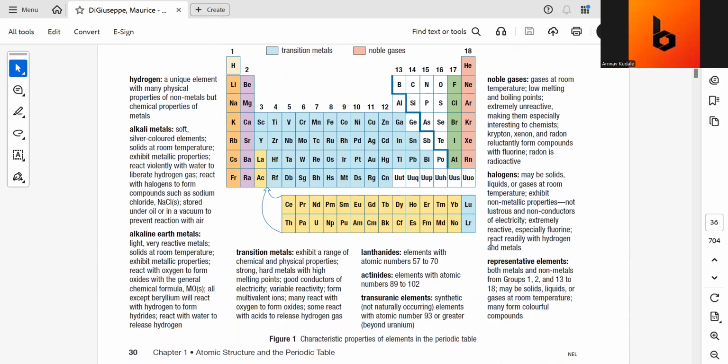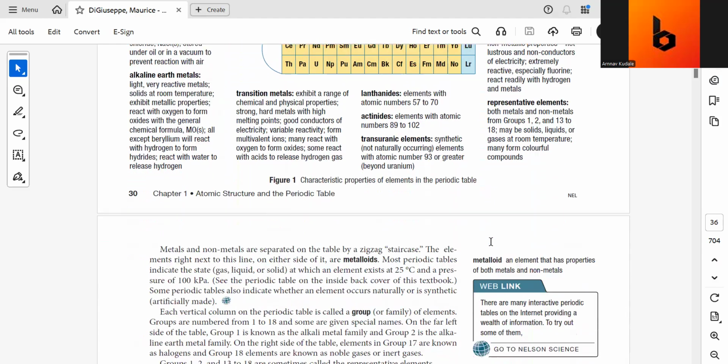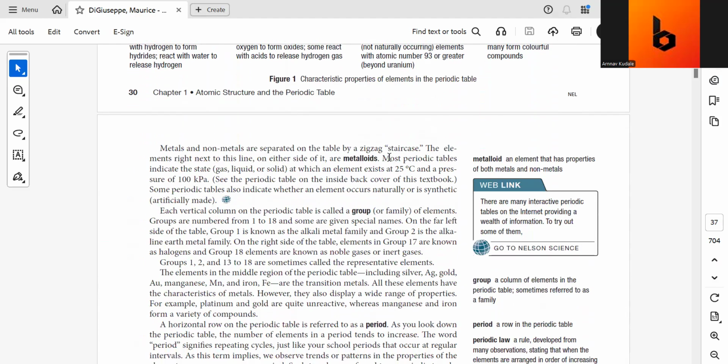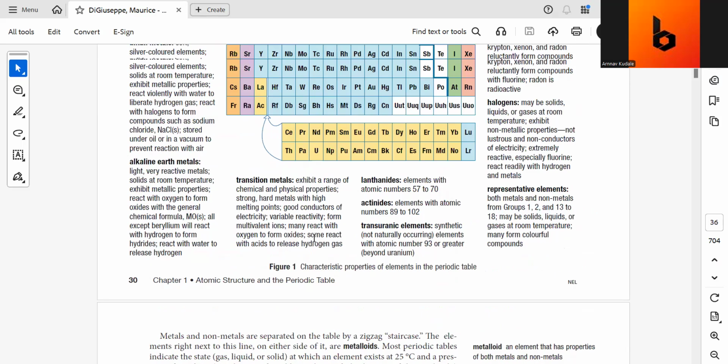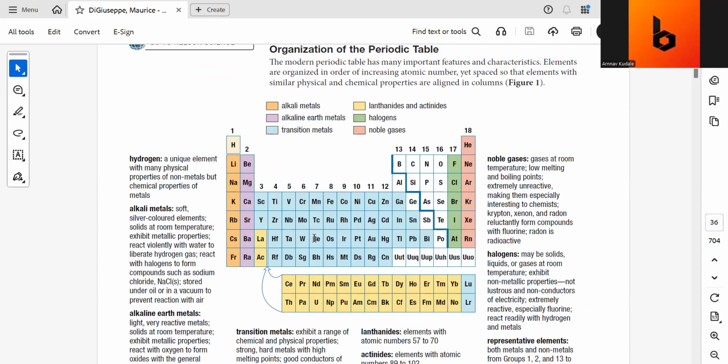No mission metals. Okay, that's done. So zigzag: the elements right next to this line on either side are metalloids, right? That is done. Okay, so I told you about the groups.